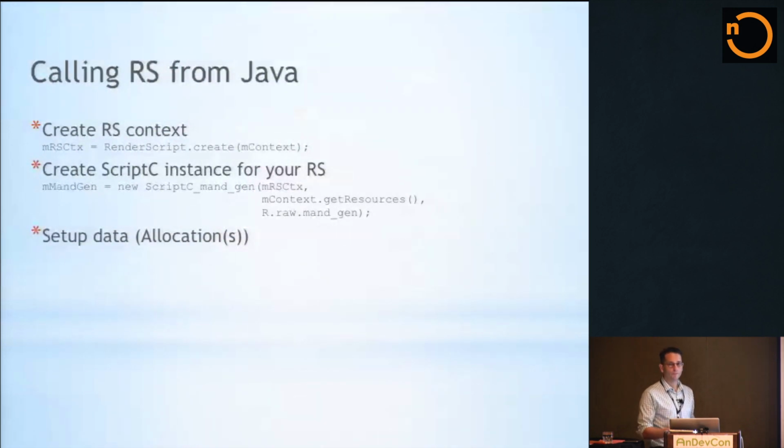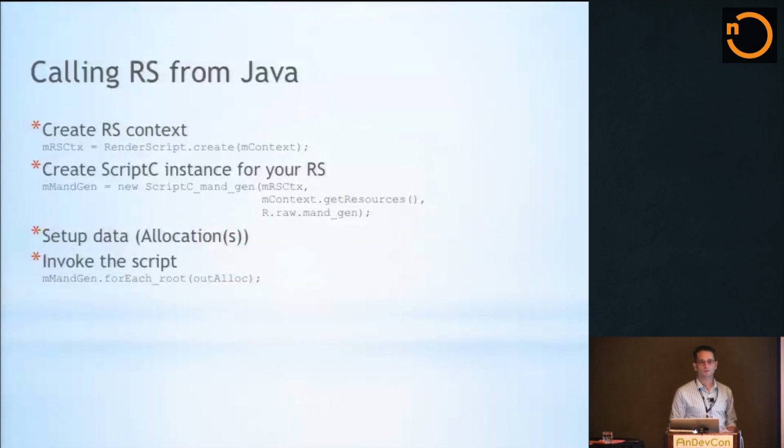You're then going to set up your data on the Java side, and this is done via allocation objects. This creates the mapping of what your data looks like in Java to what it expects down in the RenderScript. Now you would invoke the script, and you'll see that it uses this forEach prefix. Kind of like when you're calling the accessor methods for variables, you get your get and your set. If you want to invoke a function, you get this invoke prefix. Well, for your root function, you get forEach.